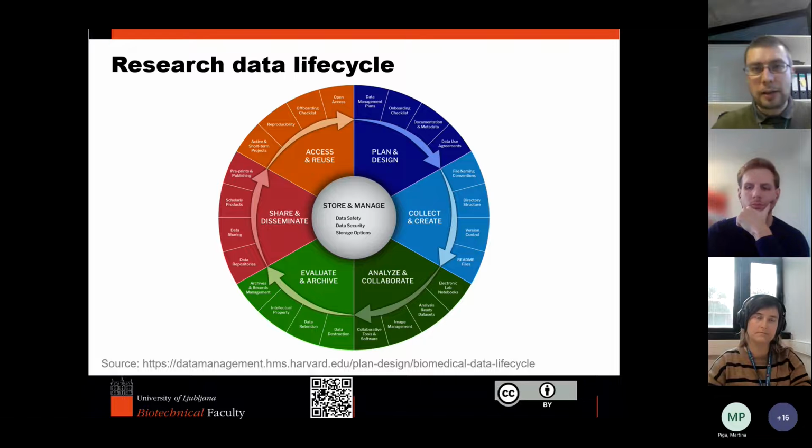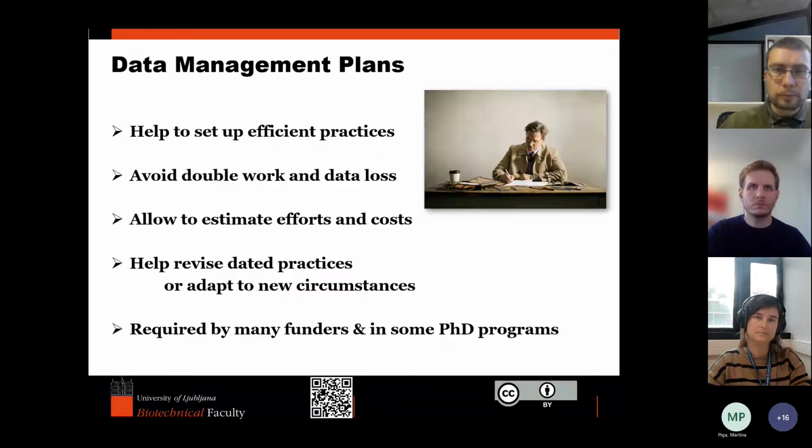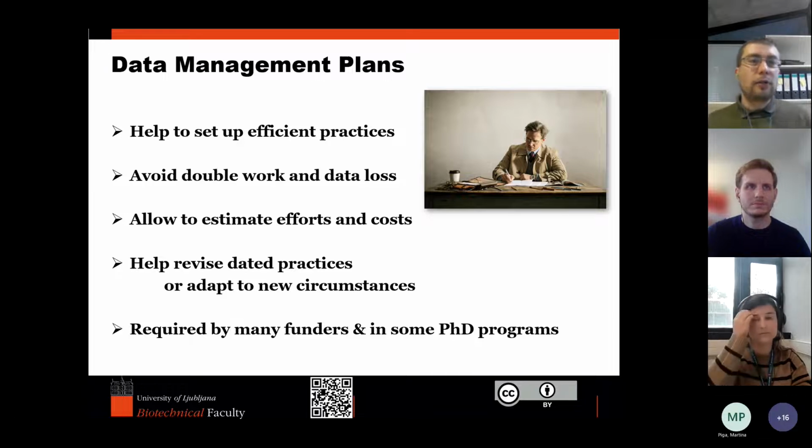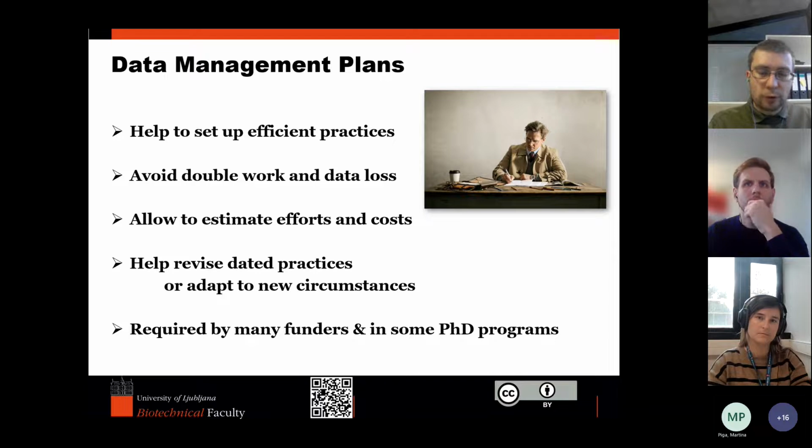Of course, this has different levels of complexity. For these data management plans, this is really a helpful tool, but it needs to be suited for the individual purpose where I want to plan my data management. Then it helps to set up efficient practices, avoid any data loss or double work, and allows us to estimate the efforts and costs, get this reimbursed, and revise our own practices. It's something very useful, a tool that helps us improve our own practices. That's the main point and the main idea with this.